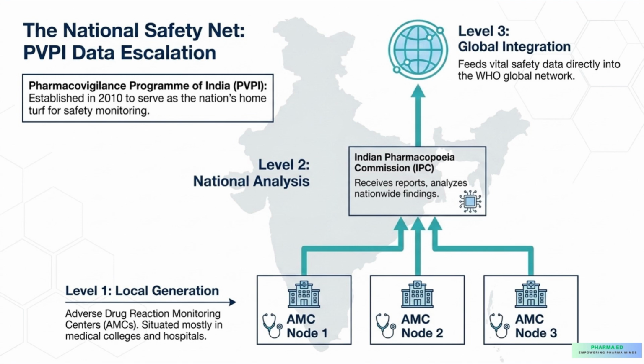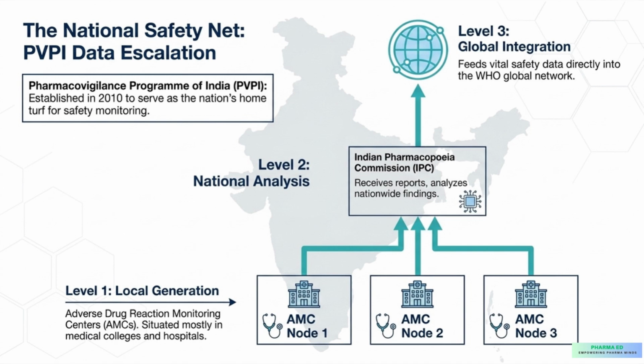For those of us practicing right here in India, this is your home turf. Established back in 2010, the Pharmacovigilance Programme of India, or PvPI, is our national safety net. It operates through a massive nationwide network of adverse drug reaction monitoring centers, mostly in medical colleges and hospitals. Your reports go straight to the Indian Pharmacopoeia Commission. They analyze the findings and then feed this vital safety data directly into the WHO's global network.